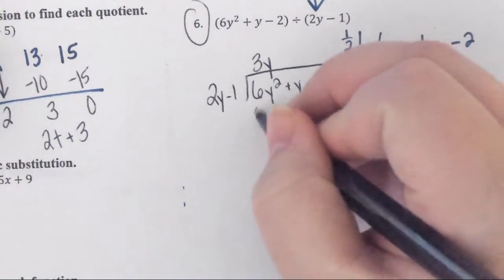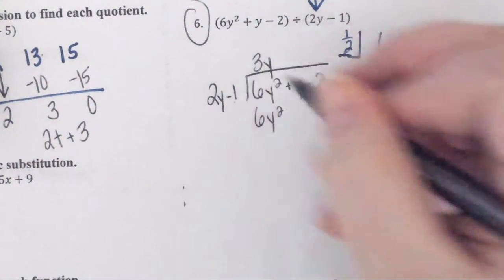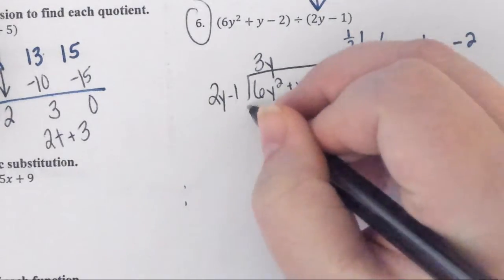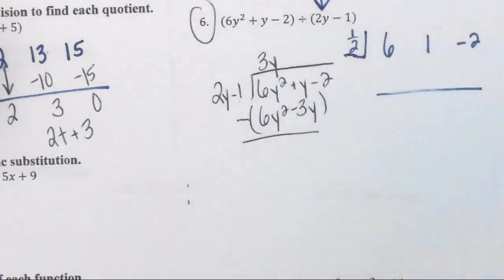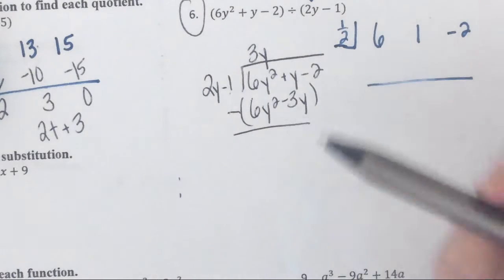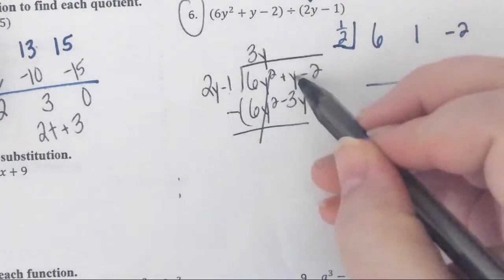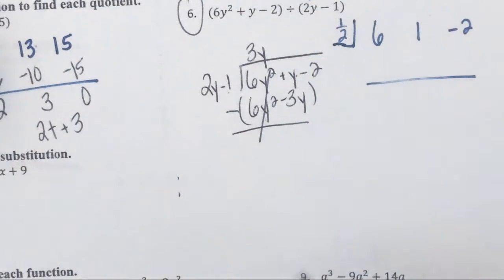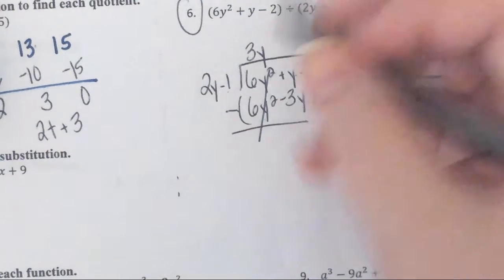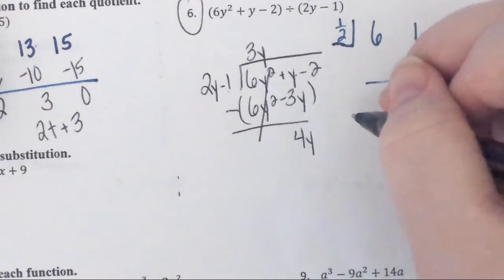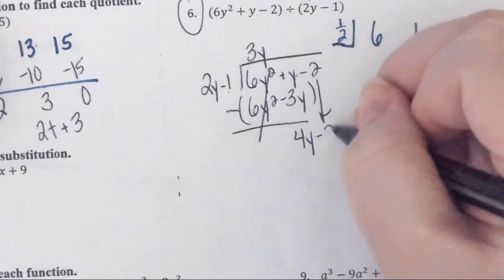So I get 6y squared. -1 times 3, I get -3y. I have to change everybody's sign or else no one's going to cancel out. 6 minus 6, those do die. Y minus -3, what should I have left? 4y. So I have 4y and I bring down my -2.